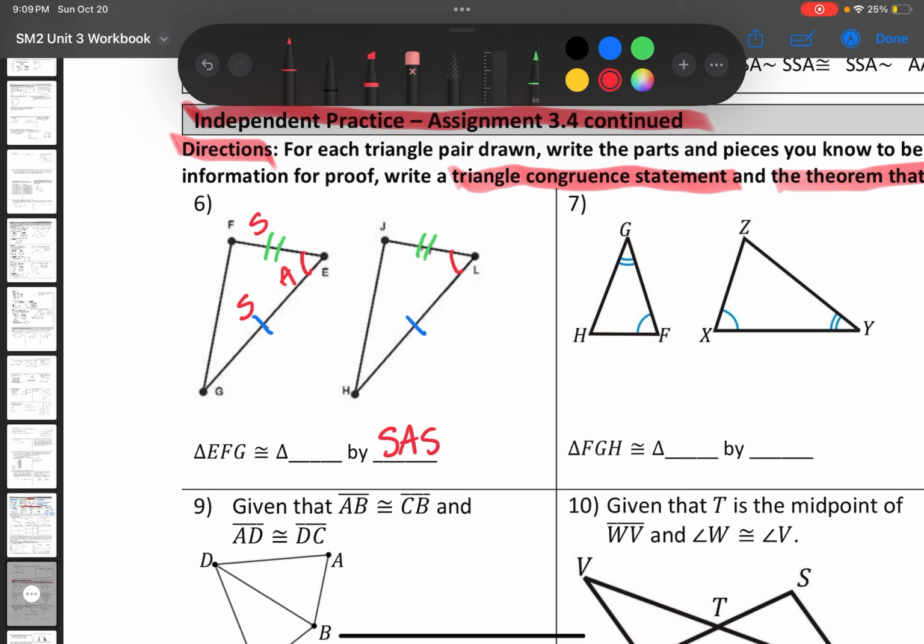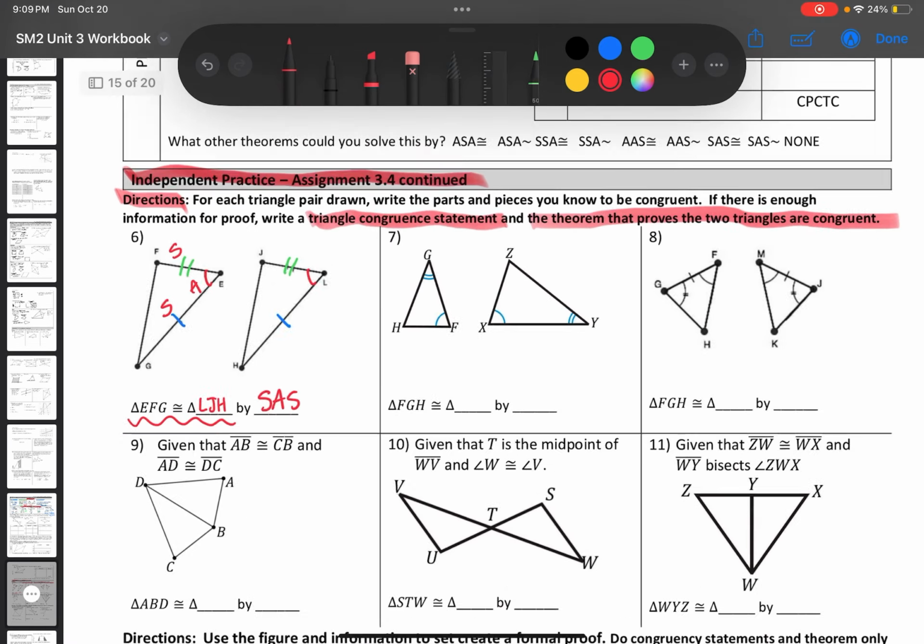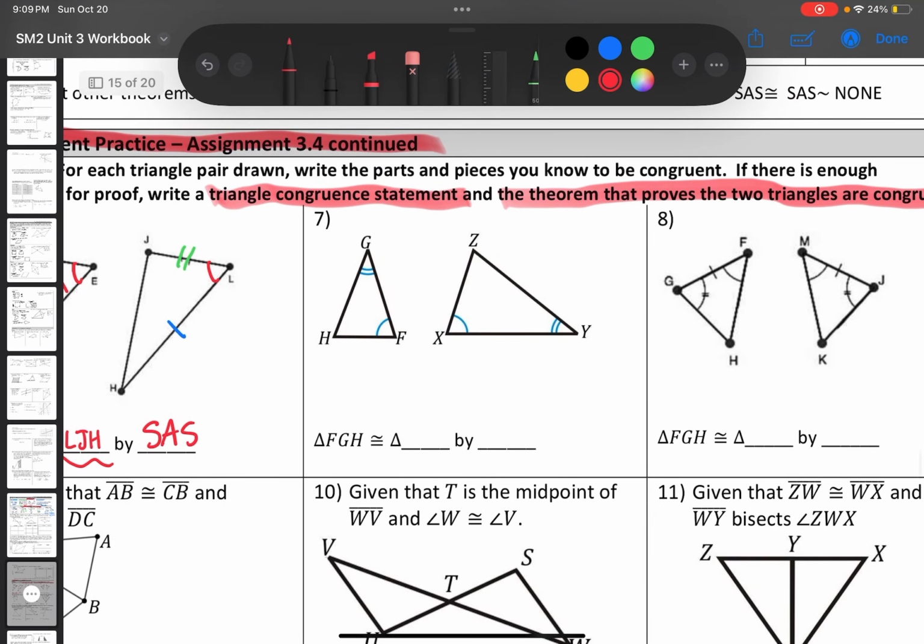So there's my theorem, but then I just need to write my congruent statement. So triangle EFG is congruent to triangle LJH. Okay, and that's it. I'm done.